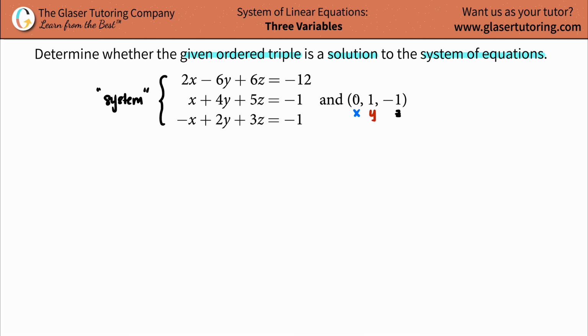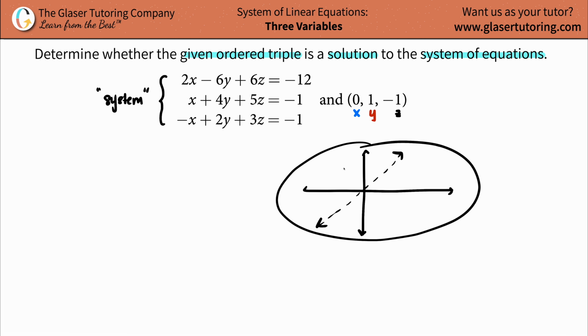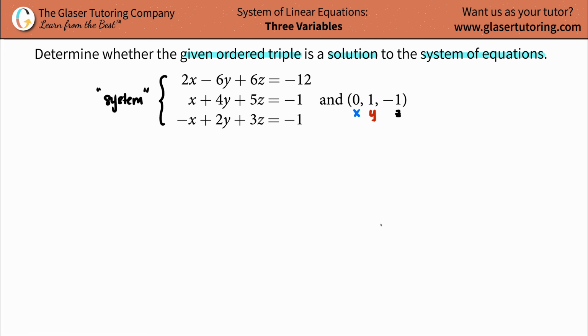So in this case, we have an x value of 0, a y value of 1, and a negative 1 value for z. Now just know when you have a z coordinate, you're dealing with three dimensions. So you have your x and your y, and now you have a coordinate that actually goes in front of you and in back of you. That's your three-dimensional axis. But now we just have to find out if this ordered triple is a solution.